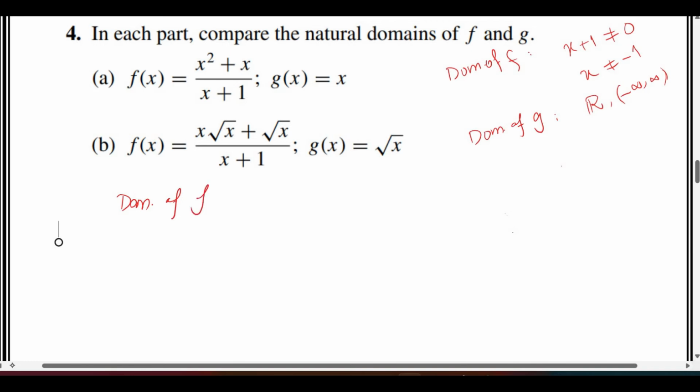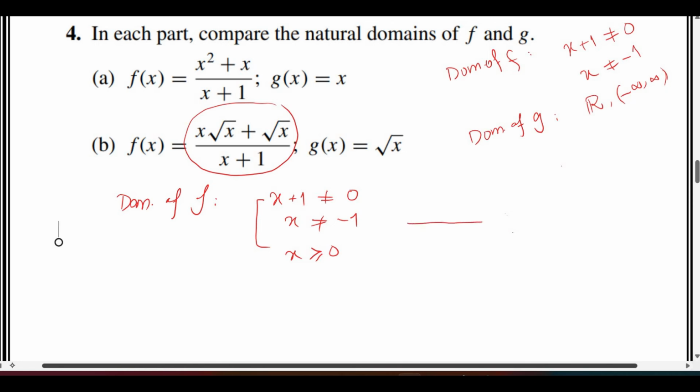then it has two things in it. The first is that the denominator should not be equal to 0, which means x is not equal to minus 1. But there is also a square root on top, right? In the square root, we said that whatever is inside it should be either 0 or greater than 0. So we put that x is greater than or equal to 0. Now we need to find the intersection of these two to compute the complete domain of f.